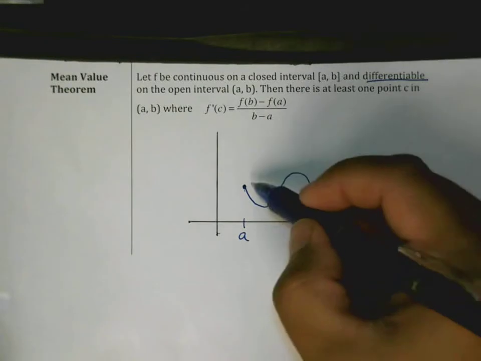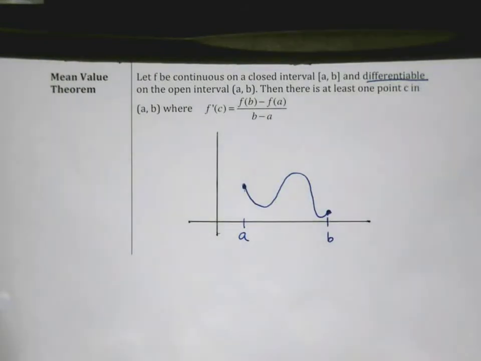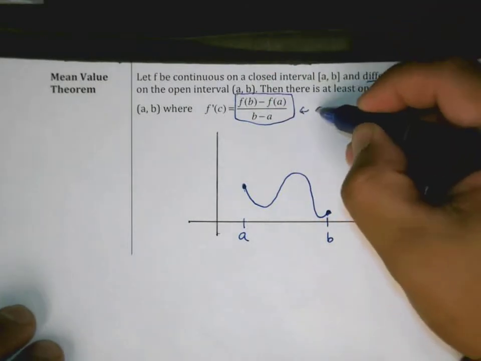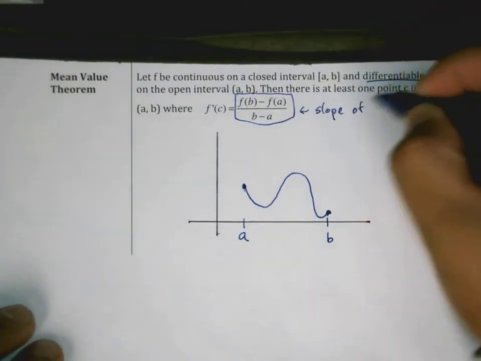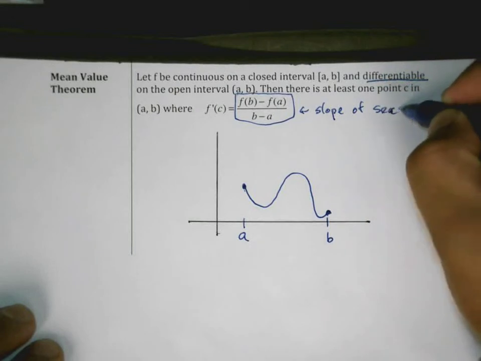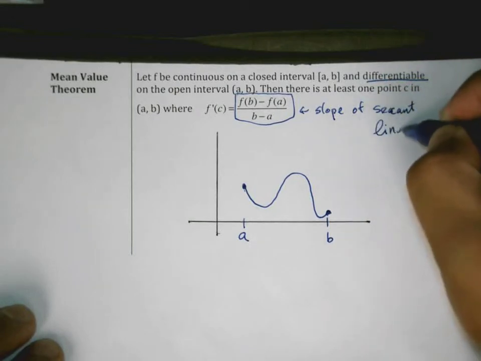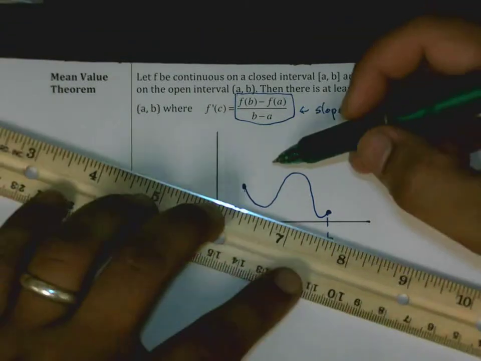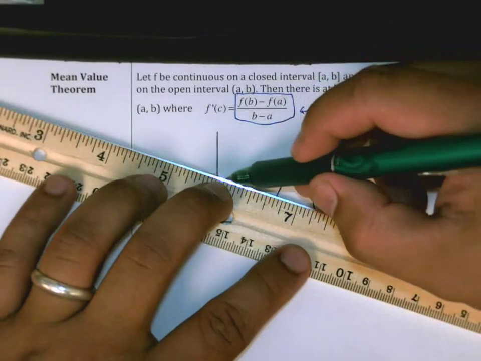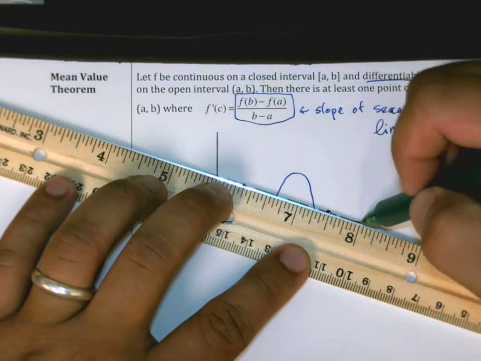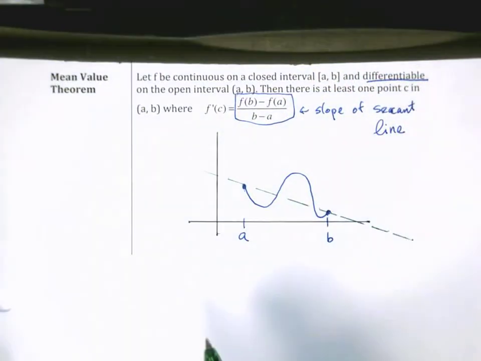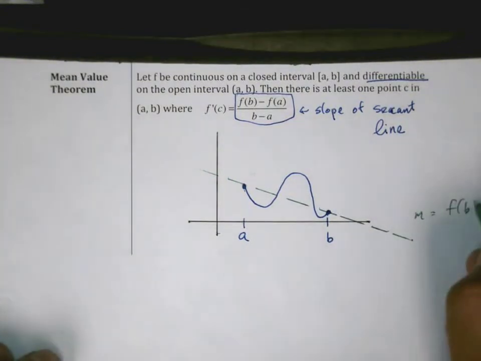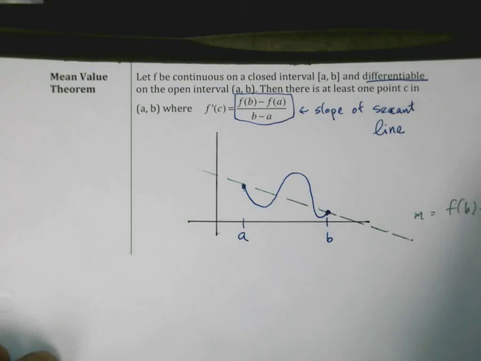So this part right here is the slope. If you think about it, it's the slope of the secant line. In other words, if I were to connect these two points, the slope of the line that connects them is f of b minus f of a, divided by b minus a.